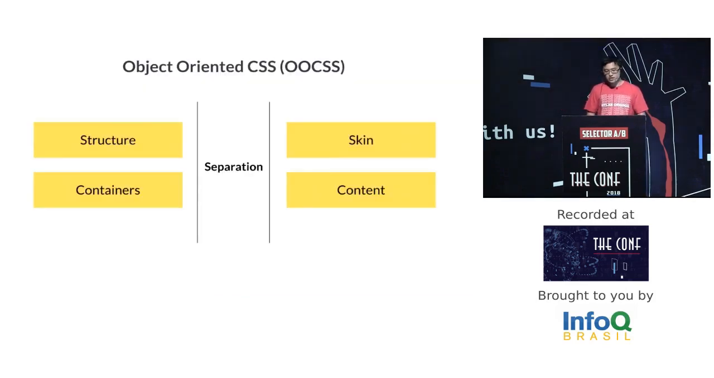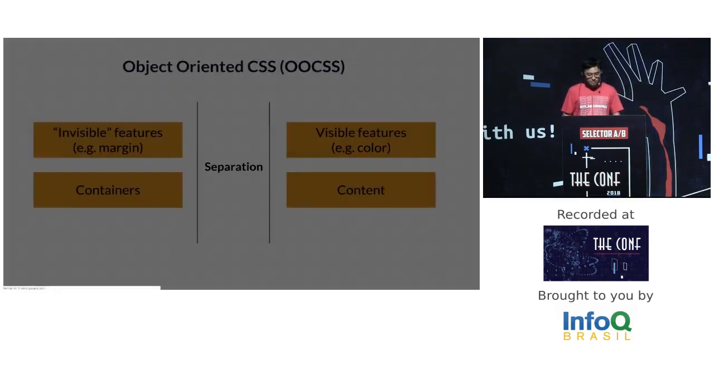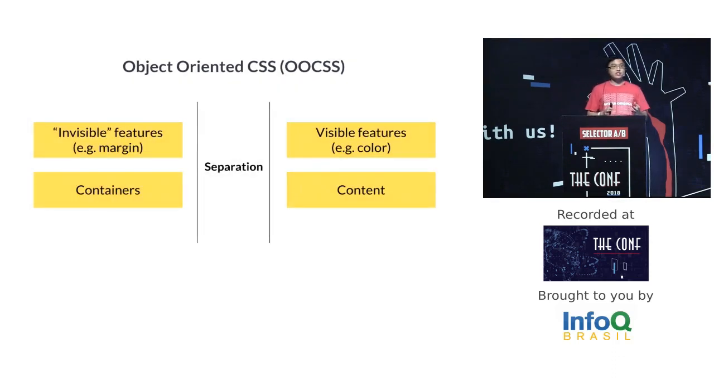So what are some strategies? One of the most common strategies is object-oriented CSS. This is the concept of separating your structure and containers from your skin and content. So you look at your CSS and divide it into two groups. The structure talks about more of the invisible features, for example the margins and the padding, while the visible features talk more about the color and the font, things that you can see.